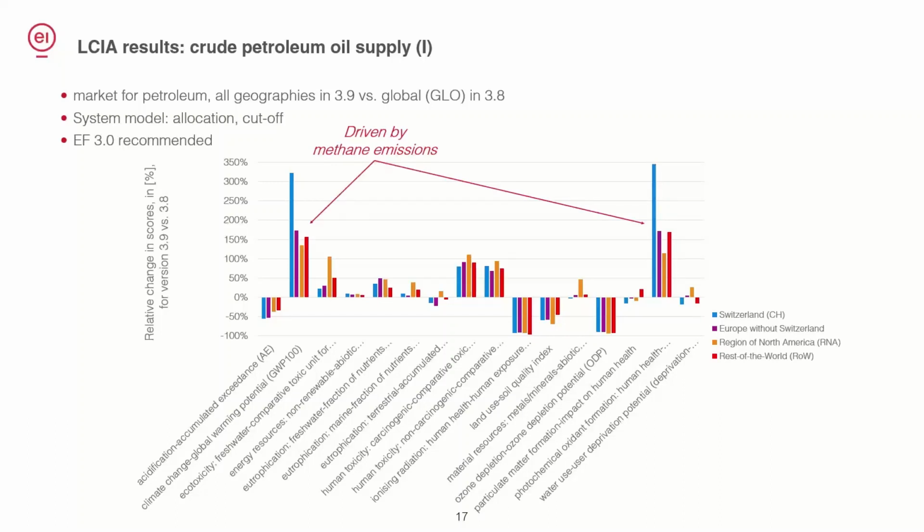So let's start with the impact on climate change and also on photochemical oxidant formation. And this is clearly driven by the increase in methane emission intensities that were included in this update. And for the case of global warming potential, of course, the flaring intensities also have a big contribution depending on the country here as well. And I will come back to why the supply in Switzerland, which is indicated here with these blue bars, stands out from the other geographies in my next slide.